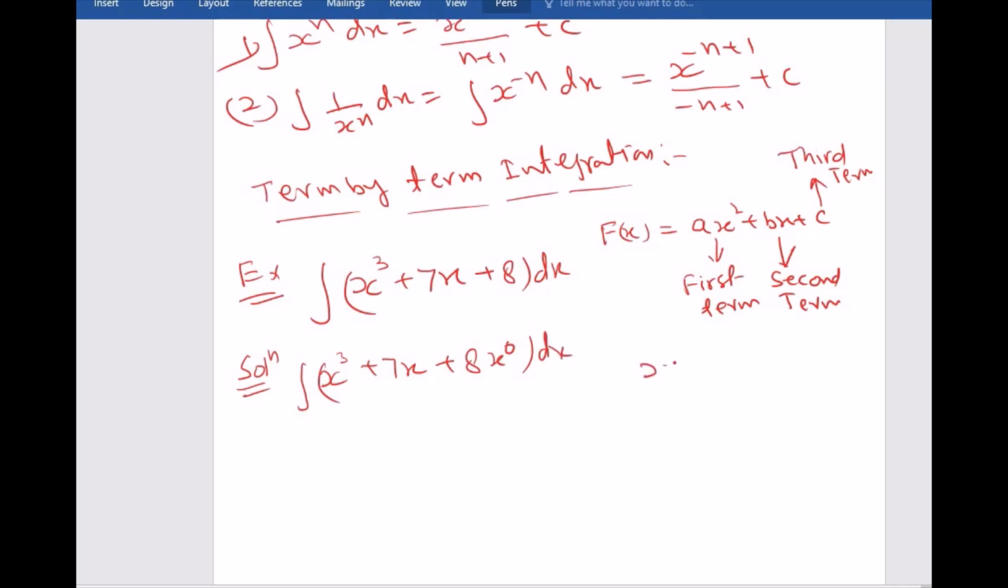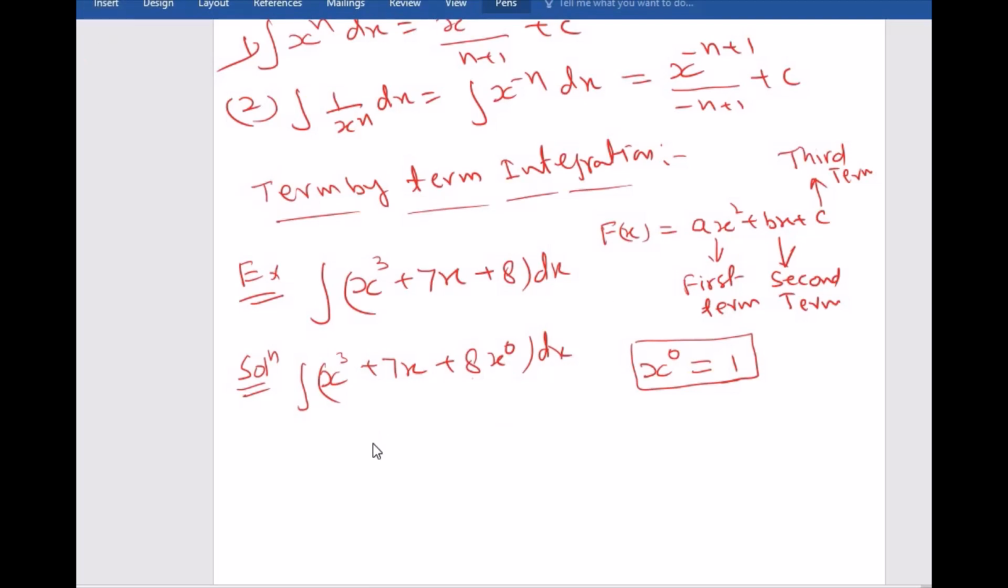Why am I writing that? Because we know the value of x to the power 0 is 1. So 8 multiplied by x to the power 0, that means 1, is 8. There is no effect if I write x to the power 0 here, but I will get the answer very easily.